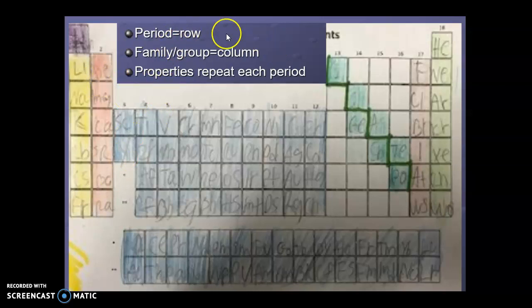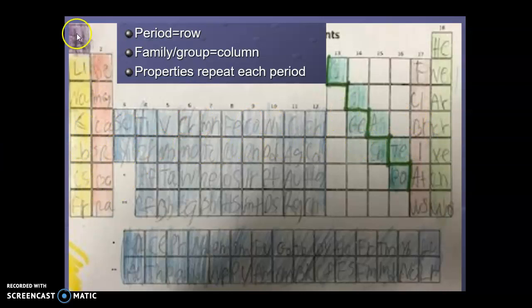Remember, a family is a column. Go ahead and write this on your table as well. A period is a row, and those go horizontally. A column is a family or a group. So we call this group 1, group 2, group 3, group 4, group 5, all the way down to group 18. And the reason it's called periodic is because properties repeat every period as you go across. The next period has similar properties as you go along.